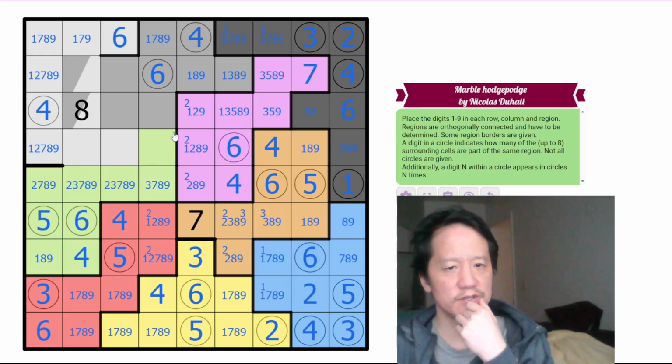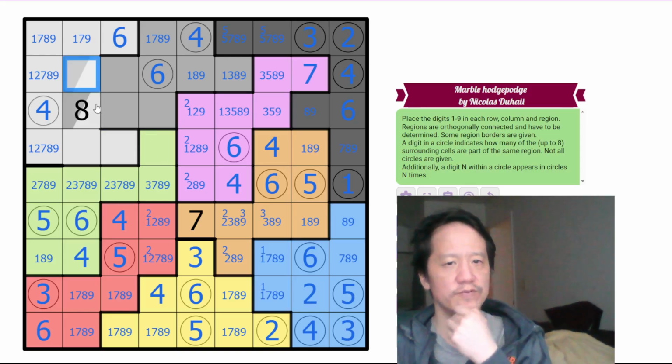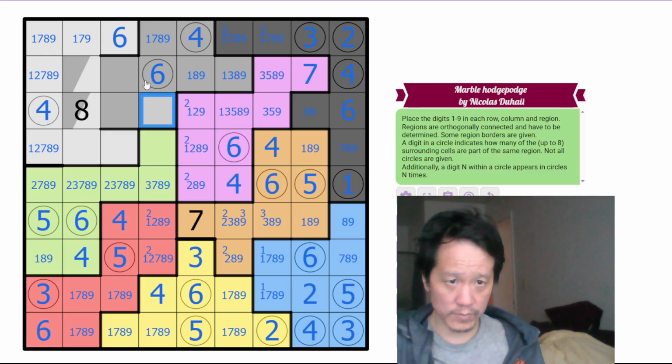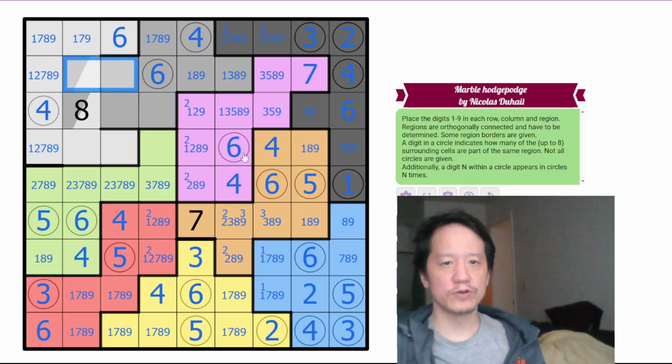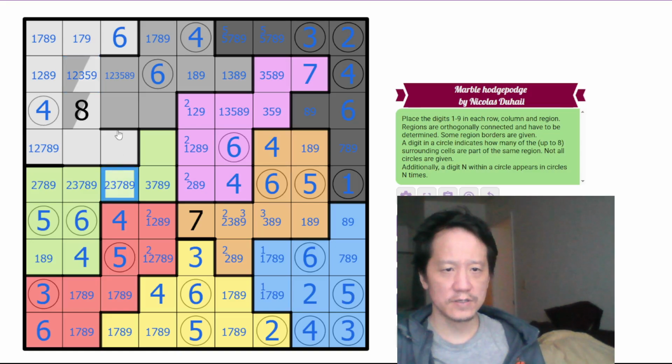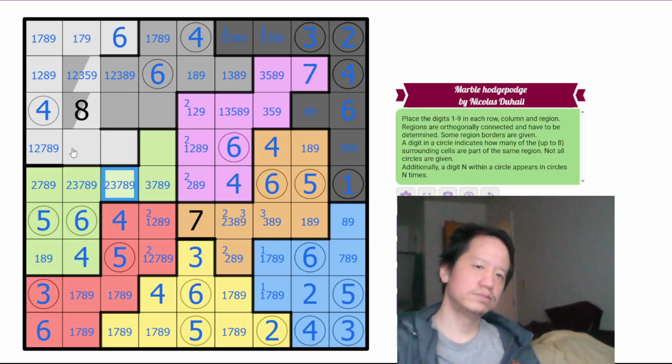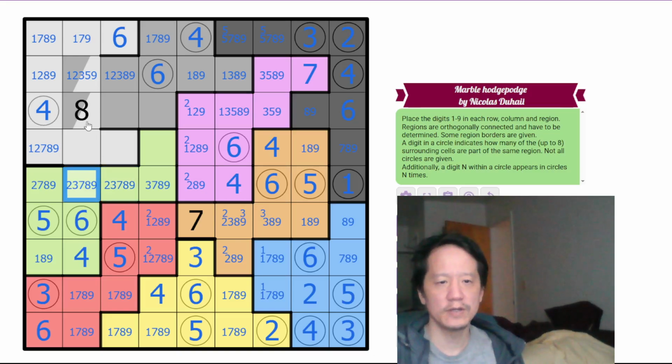So we have this area as a boundary. This is a boundary. We don't know which of these two. Remaining digits in row 2 are 1, 2, 3. This can't be 7. And 5, 8, 9. But this can't be 8. This can't be 5. Okay. This cannot be 8 because of this 8.